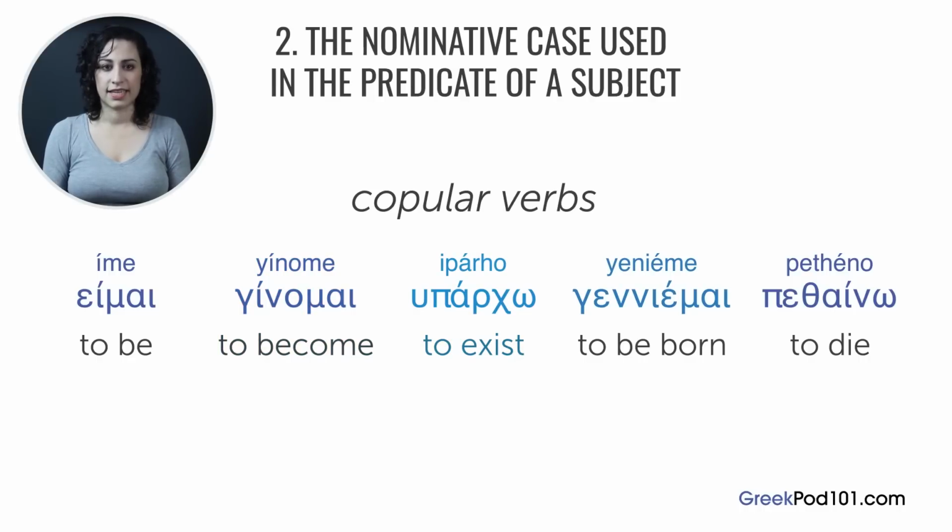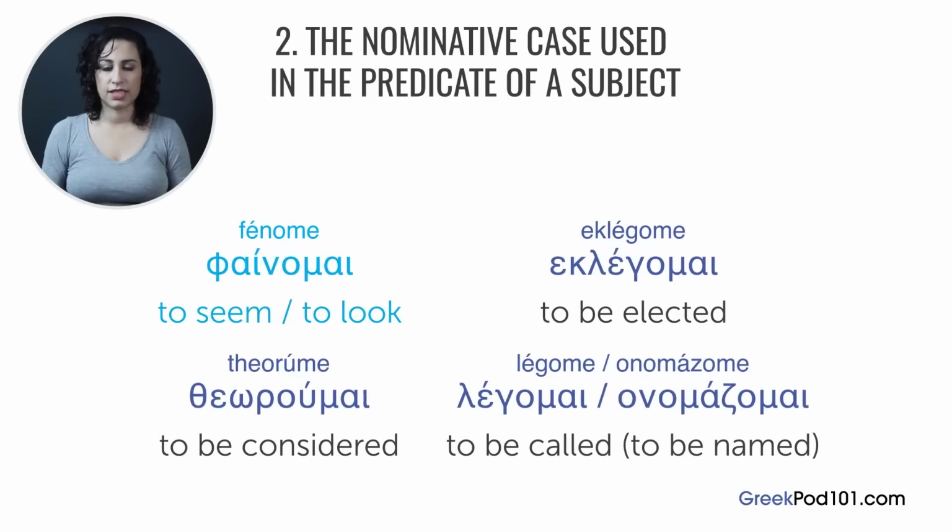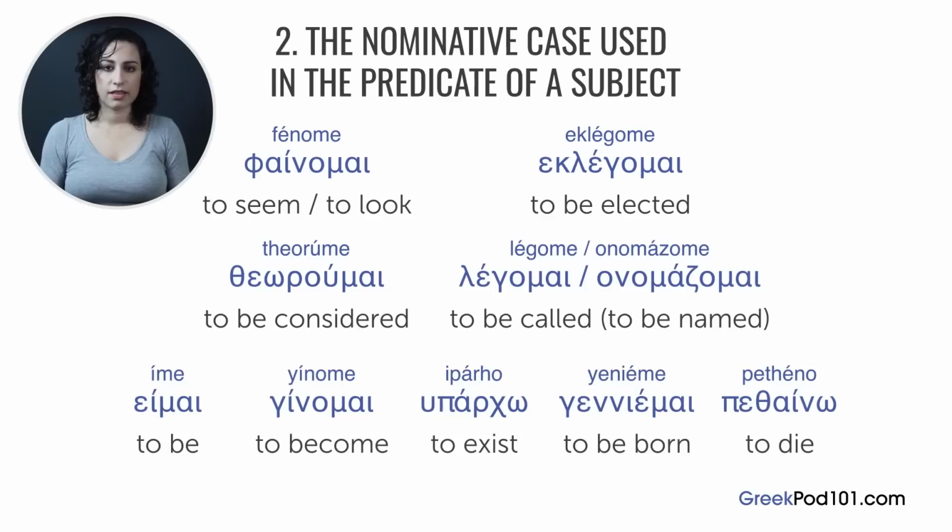Copular verbs in Greek are verbs of existence, such as είμαι, to be, γίνομαι, to become, υπάρχω, to exist, γεννιέμαι, to be born, πεθαίνω, to die, but also verbs such as φαίνομαι, to seem or to look, εκλέγομαι, to be elected, θεωρούμε, to be considered, λέγομαι or ονομάζομαι, to be called, and more. They come together with a predicate instead of an object because they are not transitive verbs. They just connect the subject of the verb to additional information about the subject.